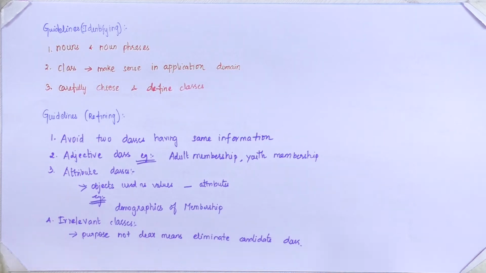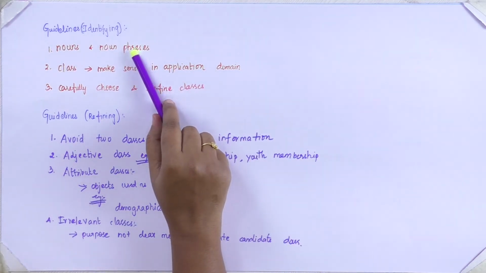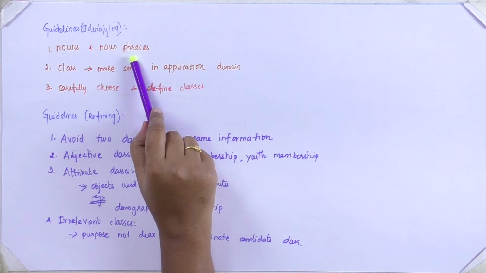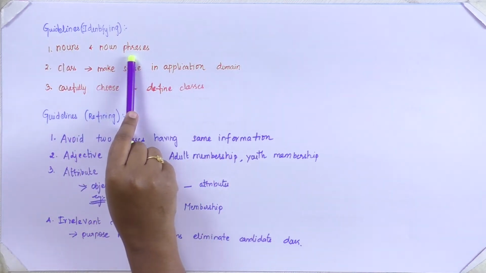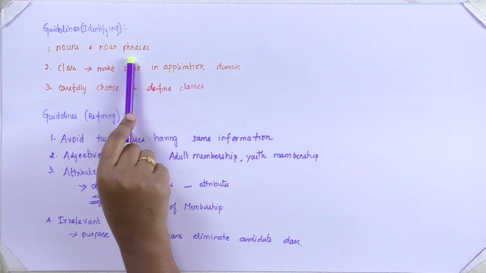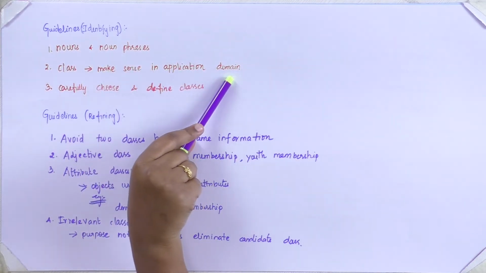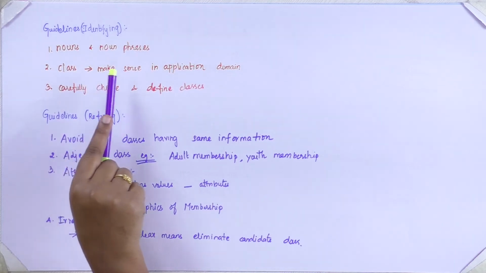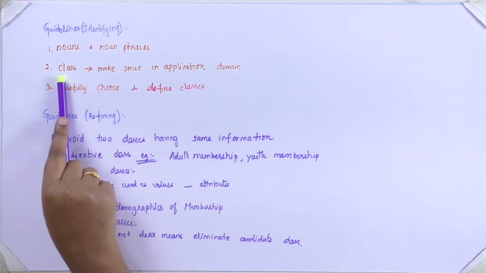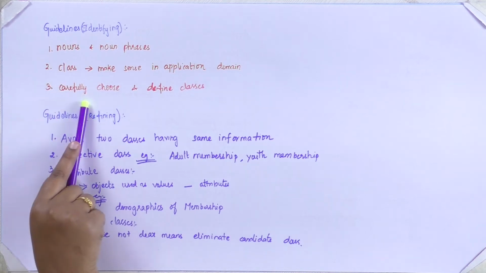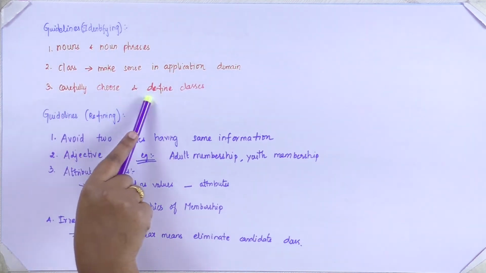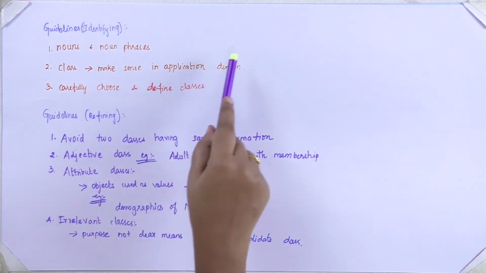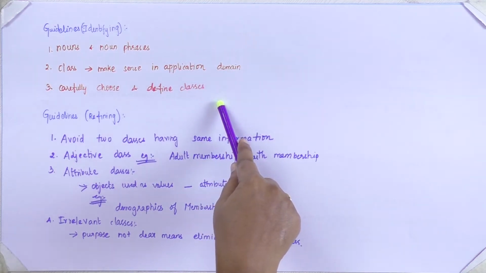Now let us see the guidelines for identifying the classes. First, you have to look for nouns and noun phrases in the problem statement. By looking at the nouns and noun phrases, you can identify the classes for your system. The second step is to find the classes that make sense in the application domain. If a class name makes sense for the application domain, it can be added as a class. When choosing the classes, you have to carefully choose and carefully define them. So these are the 3 guidelines for identifying the classes.